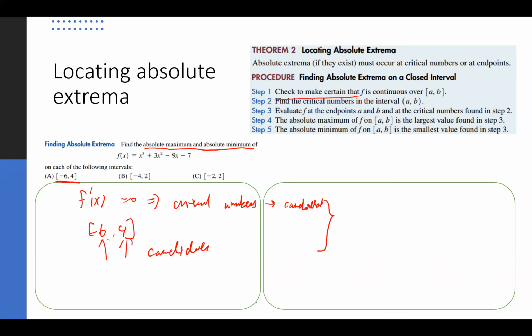Okay, first we need to check if it's continuous, right? So this only works if it's continuous. Because the function is a polynomial, it's actually continuous everywhere. And then we find the critical numbers, right? Of course, in the interval, and then the endpoints. So this is the first type of candidates, and then the second type of candidates. And then we just compare them together to get the absolute maximum and minimum.